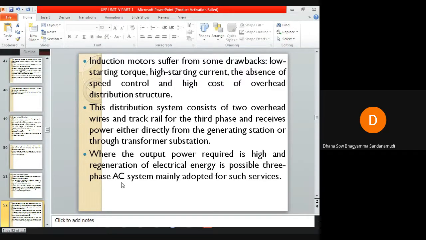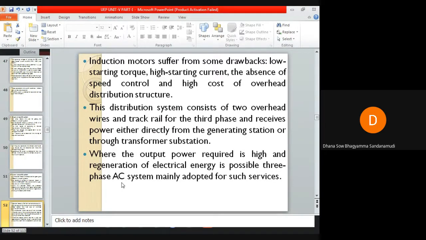One of the main disadvantages of this track electrification is the high cost of the overhead distribution structure. We have to spend more on the overhead distribution line from which the three-phase induction motor will take its supply. The overhead unit to be connected to the three-phase induction motor is very costly. That is the main drawback.